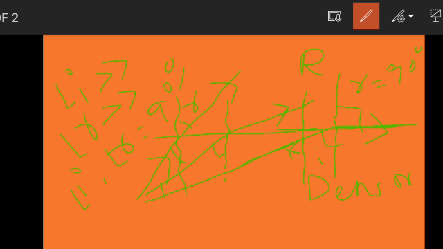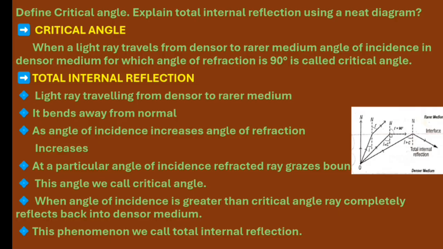Now, increase the angle of incidence greater than the critical angle. Increase angle of incidence greater than critical angle. When angle of incidence is greater than critical angle, then the ray will not enter into the rarer medium and completely reflects back into the denser medium. Ray, without entering into the rarer medium, completely reflects back into the denser medium. This we call as total internal reflection that we wrote here.